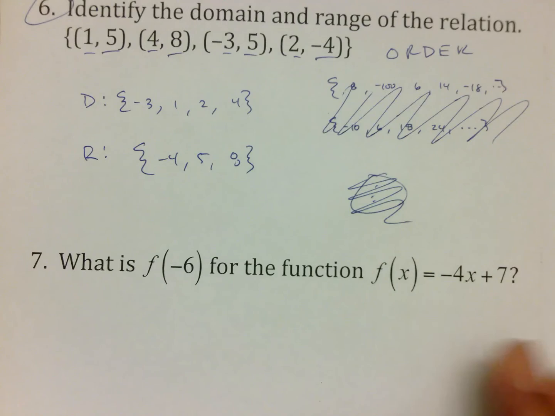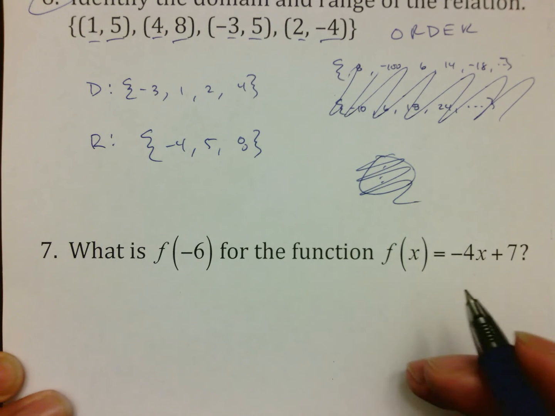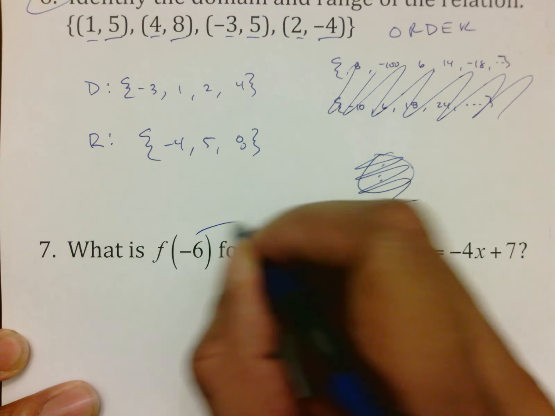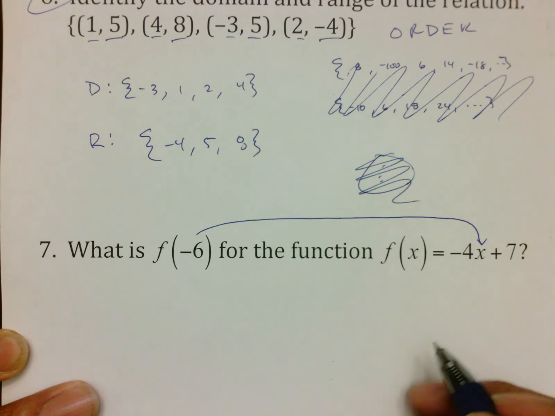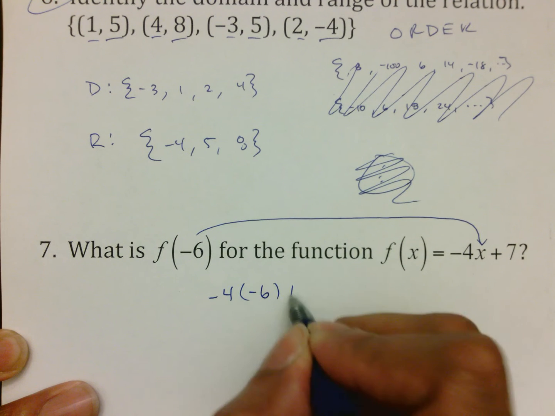Number 7. Very frustrating for me when I graded it. It just wants to know what f of 6 is. What that tells me is that some of you don't pay attention and study your notes. F of 6 is function notation. It is simply asking you to put 6 or negative 6 in for x. That means negative 4 parentheses negative 6 plus 7.